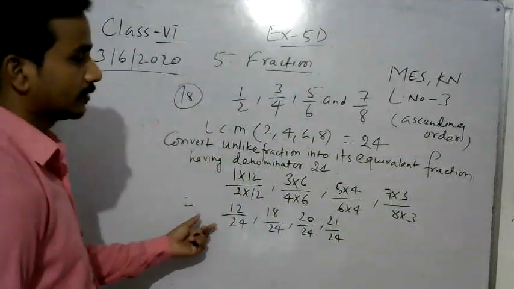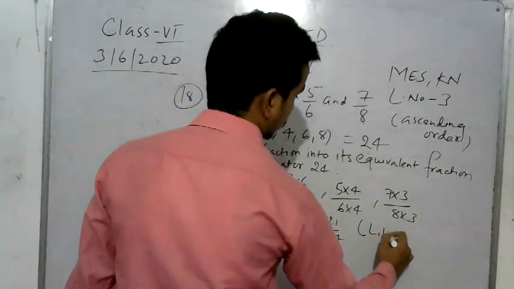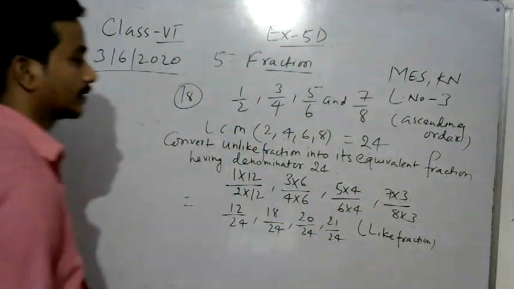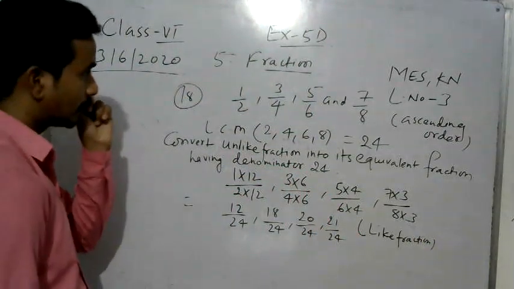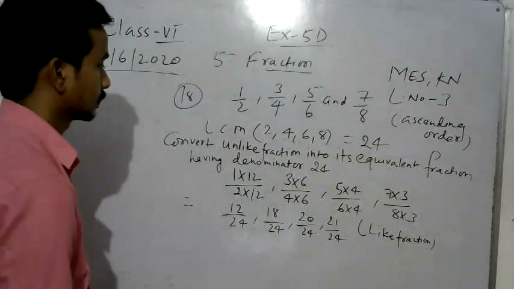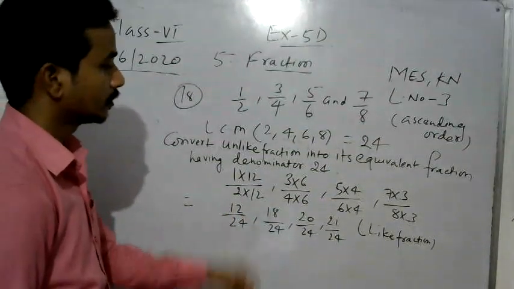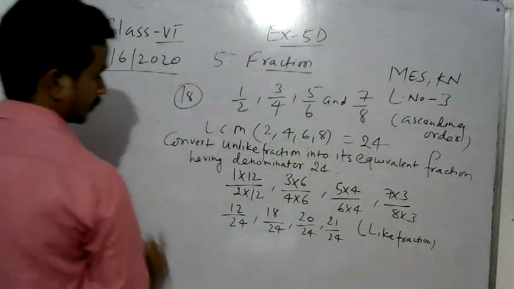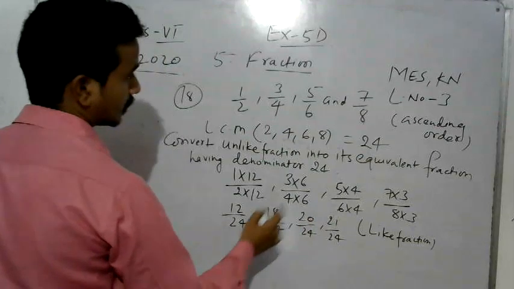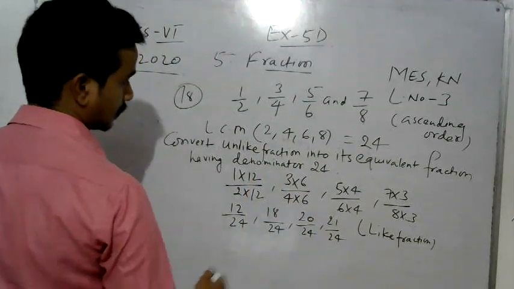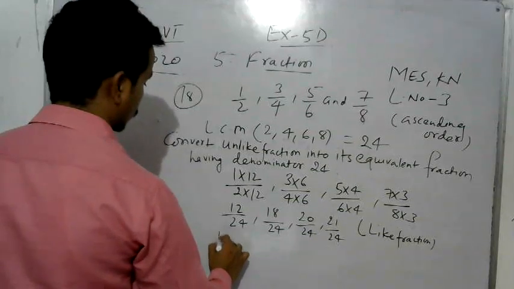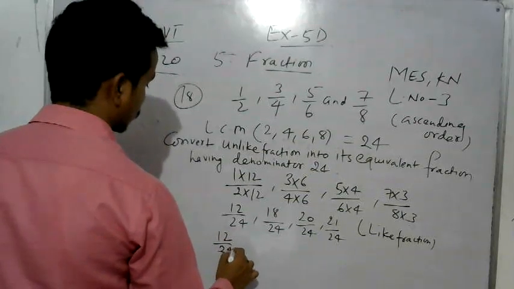So now these are like fractions. Now we know how to compare like fractions. Just compare the numerators and you will get the answer. So which one out of 12, 18, 20, 21 is in ascending order, meaning from lowest to highest? Which one is lowest? 12 by 24. So 12 by 24 is lowest.